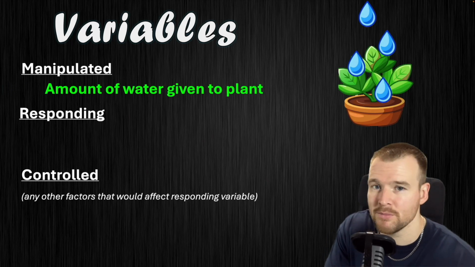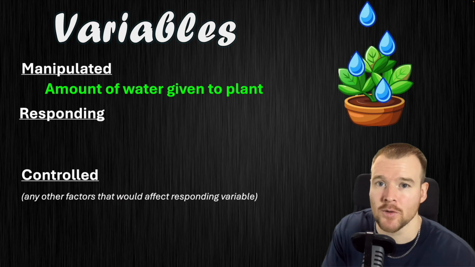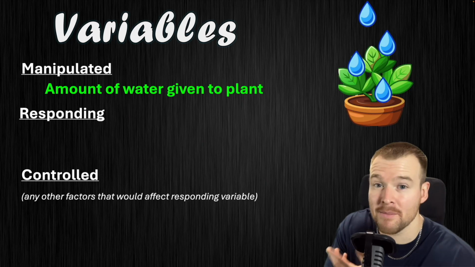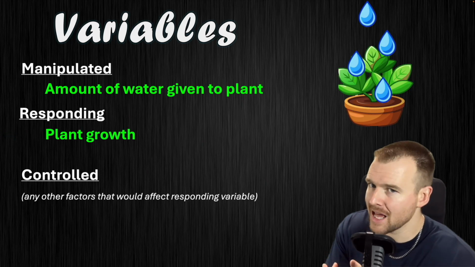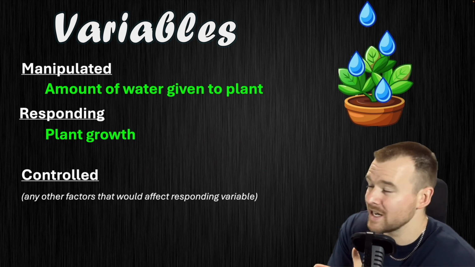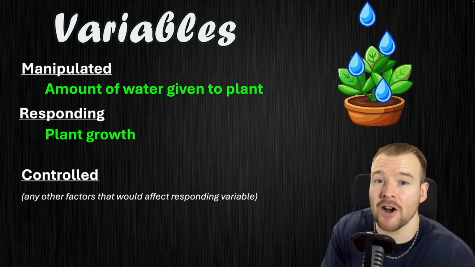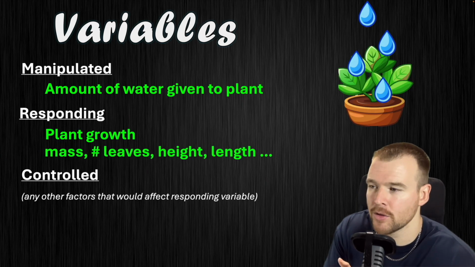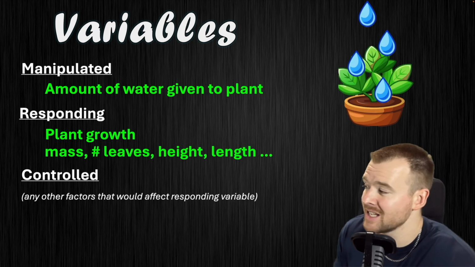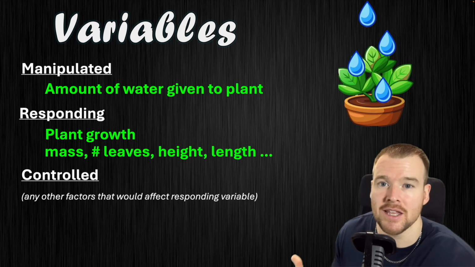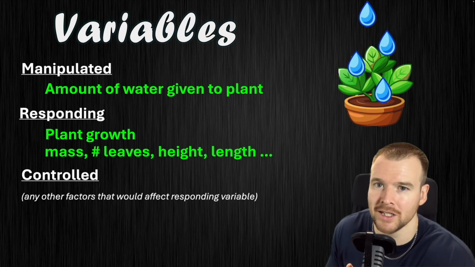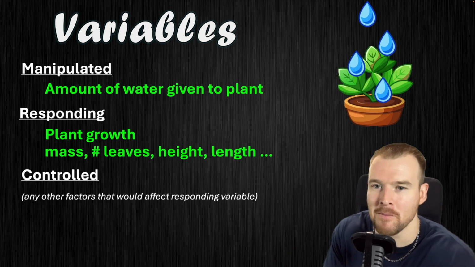So the manipulated variable would be how much water the plant is going to be given. That's what we're changing. We're changing that one on purpose. The responding, we want to measure how much it grows. So I put plant growth there, but to get a full mark in a class, you can't just say growth. We need something we can actually measure. So how are you actually going to measure plant growth? There's a couple of things. We could measure the mass of the plant, the number of leaves, the height, the length of the stem, things like this. But you have to put in things that you can actually measure instead of saying, oh, it grew. We need a number to measure and actually see how much.